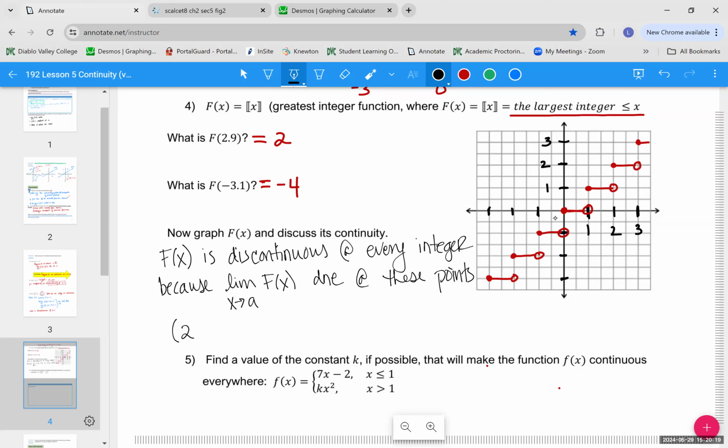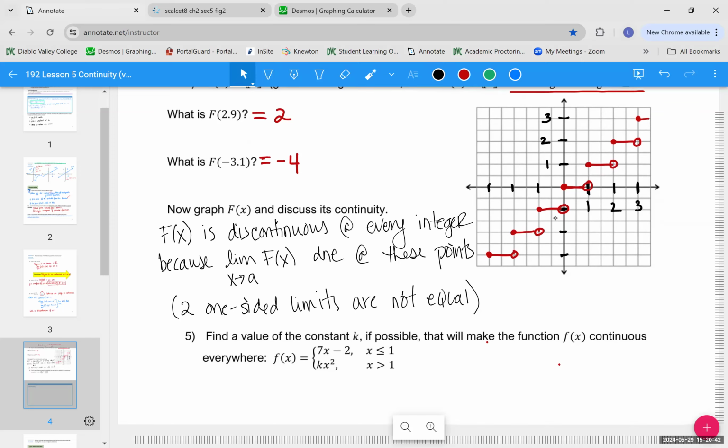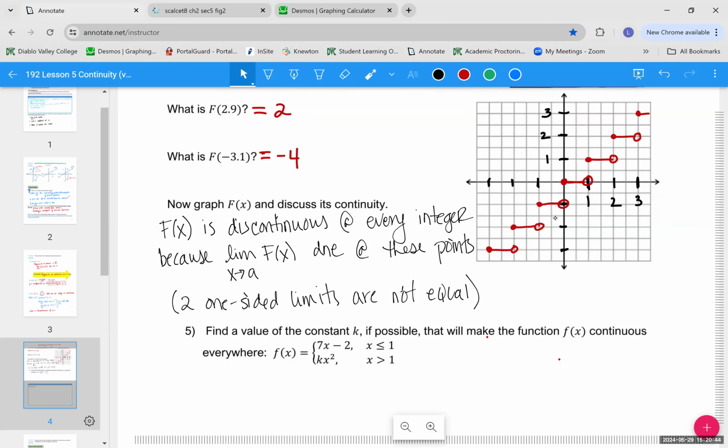And the reason for that is that the two one-sided limits are not equal. I'm not writing that down analytically because we just drew ourselves a picture and we could see that. So not a function you've used regularly before, but kind of a cool example to think about and to see how continuity could work.